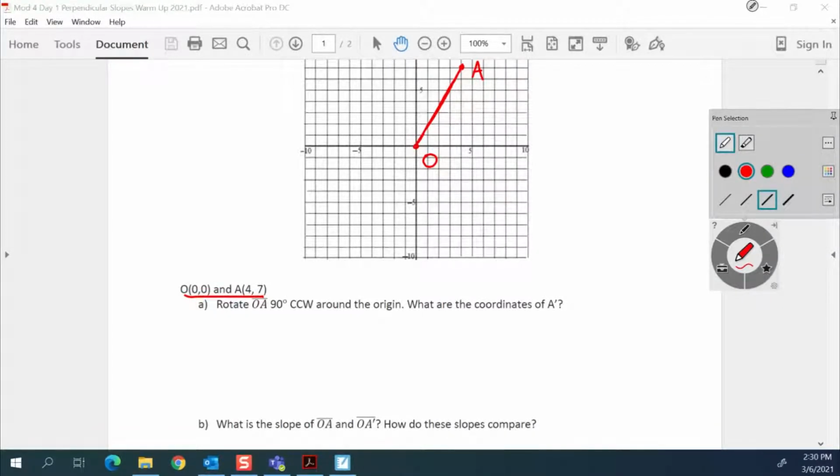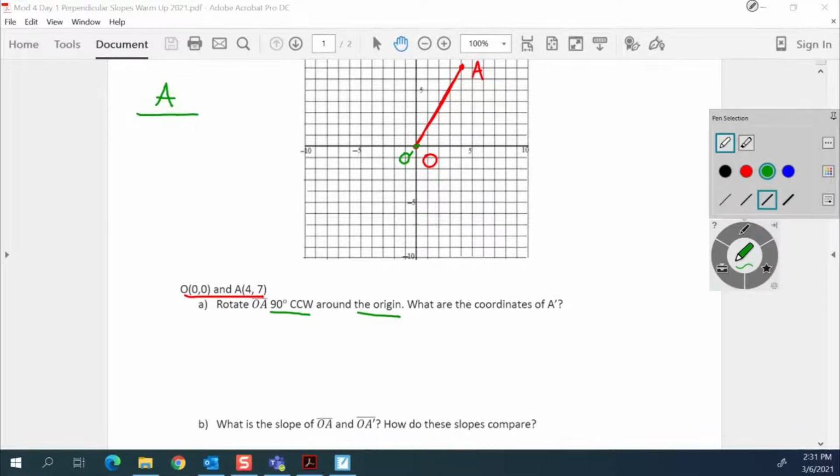Now I will rotate segment OA 90 degrees counterclockwise around the origin, around 0, 0. That's just for simplicity, to emphasize what's going to happen. So point O is super simple. It just stays there, right? O prime is the same as O because it's at the center of the rotation. Point A, however, does move.